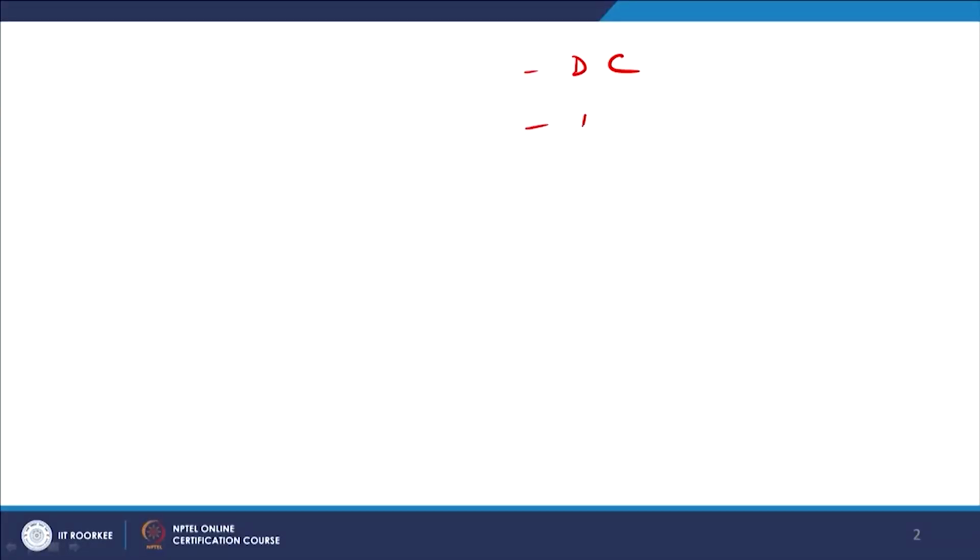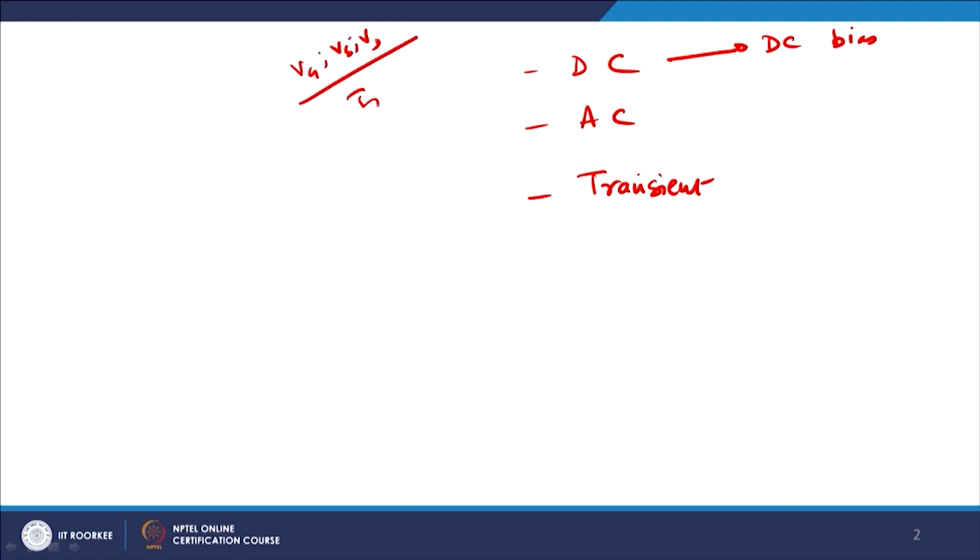There are three types of analysis which we generally follow. One is known as DC analysis, we have AC analysis, and we have transient analysis. DC is when you apply a DC bias, which means that it is not a time varying bias, it is a fixed bias. You give a bias and try to find out the current at those fixed biases. So, you fix the values of Vg, Vs, Vd, and then try to find out the value of Id, and that is what is known as DC analysis.